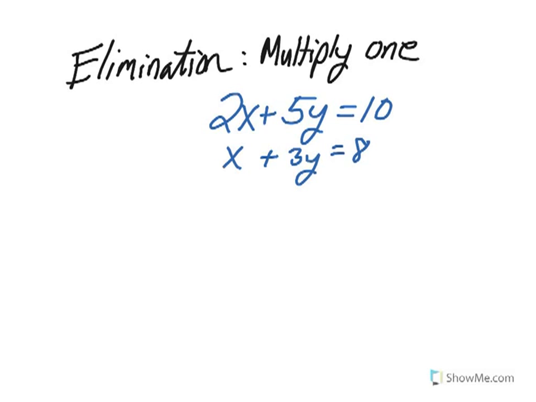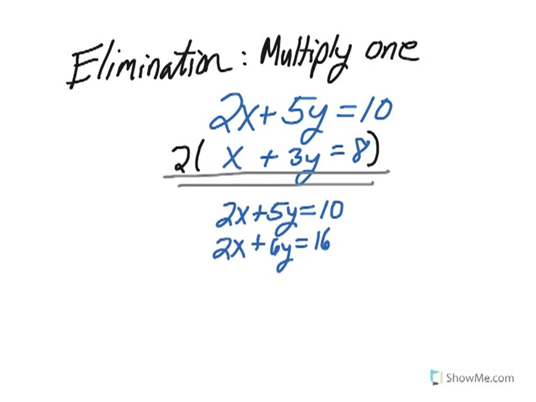In order to get them to be the same, we have to multiply the bottom equation by something so that we can make the x a 2x in the bottom equation. So we multiply the bottom equation by 2, we get the following. I recommend always rewriting both equations. That prevents you from making any mistakes.